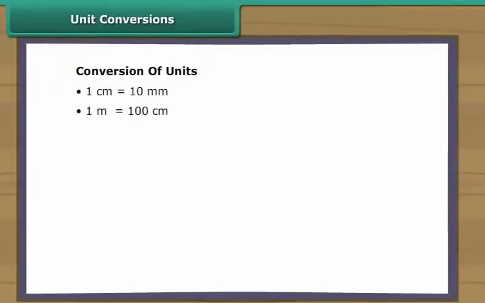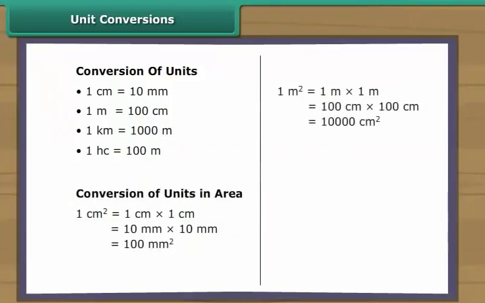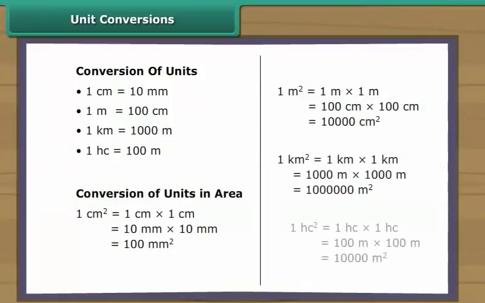Unit conversions. We know that in 1 centimeter there are 10 millimeters. In 1 meter there are 100 centimeters. In 1 kilometer there are 1000 meters. In 1 hectare there are 100 meters. Sometimes we require changing from a bigger unit to a smaller unit. Now we know the basics of the unit system, so we can easily convert from a bigger unit to a smaller unit as follows.